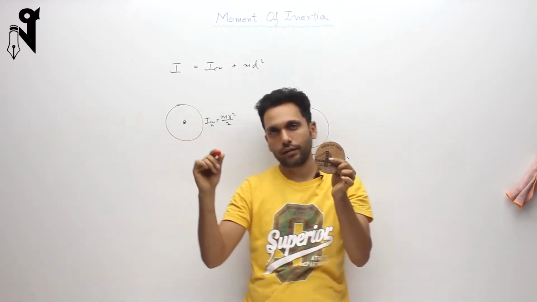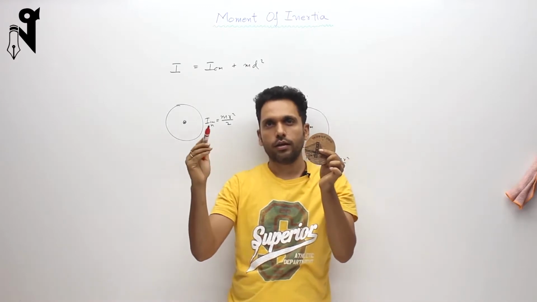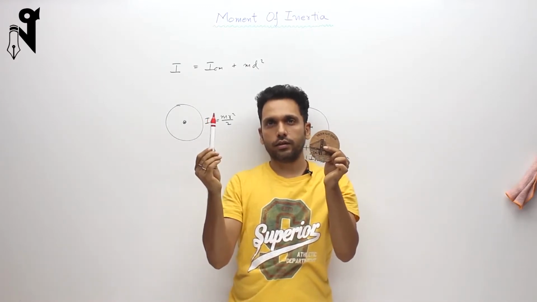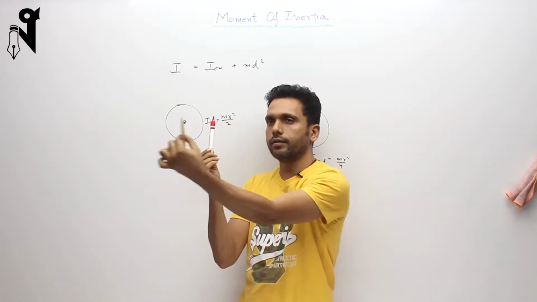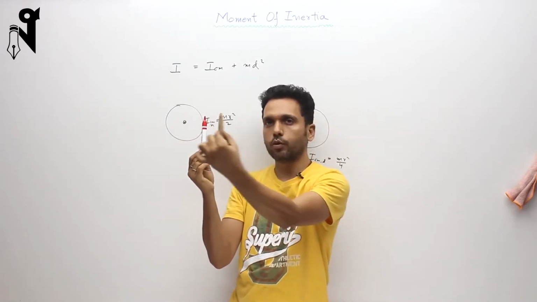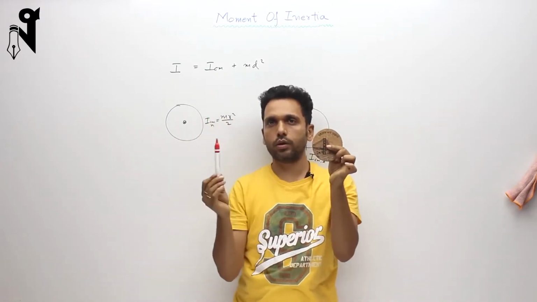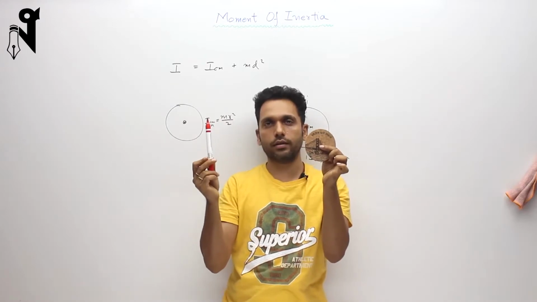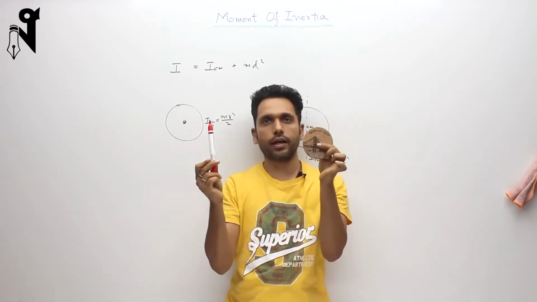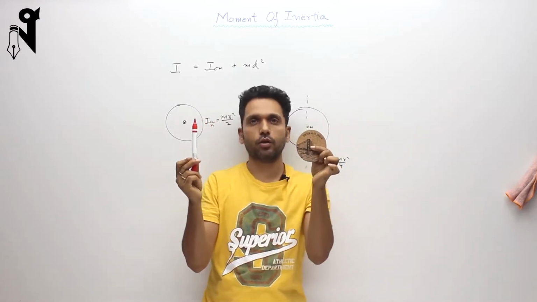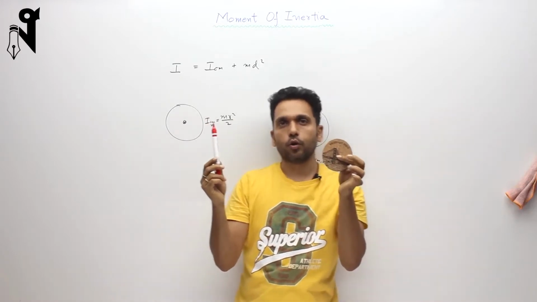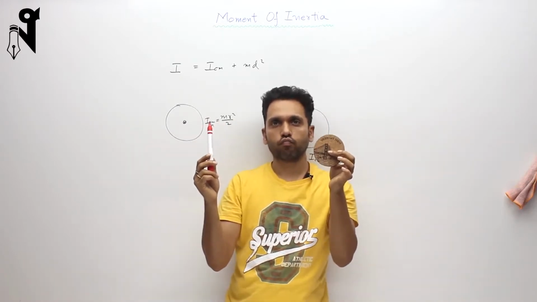Just think for a while. And the next question is, if this is the axis of rotation and the disc was rotating like this about the red marker which is the axis, then what is the ICM? Is it same in both cases or not? So I'll just wait for your answer.